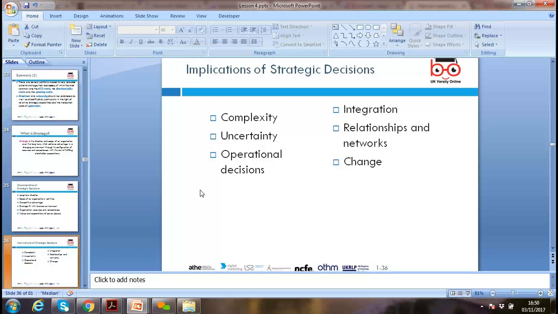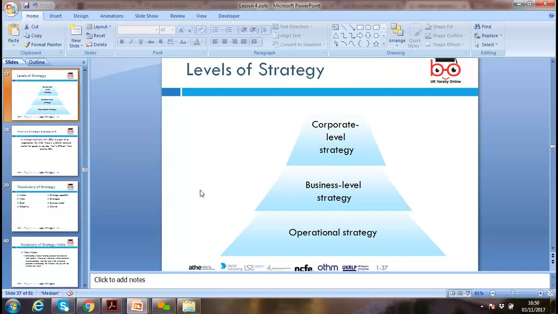Okay, an implication of a strategic decision could be complexity. Sometimes a decision could be very complex. There could be uncertainty, operational decisions, integration, relationships with the network, and change, because sometimes people don't accept change in our organization.